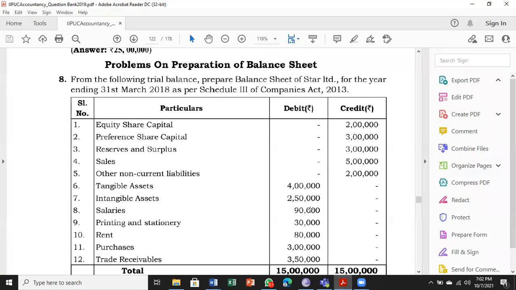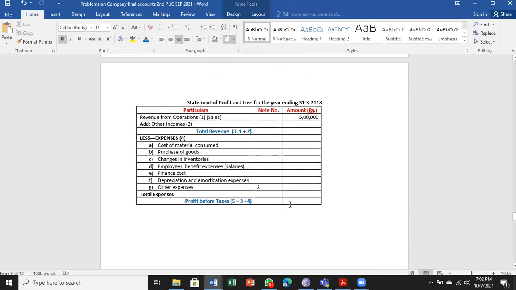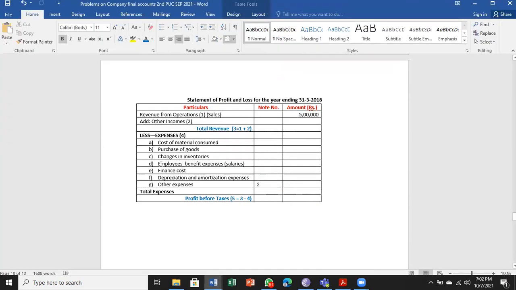Next, salaries expense, printing and stationery is an expense, rent paid is an expense, purchase is an expense. So let me go one by one. All comes in income statement. Item number 8 to 11. I'll go one by one. Salary 90,000. Salary belongs to employees welfare expense. So I will take that. I have written in the bracket salaries for your reference. I have written there 90,000.